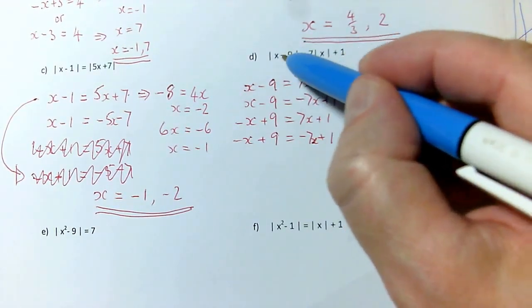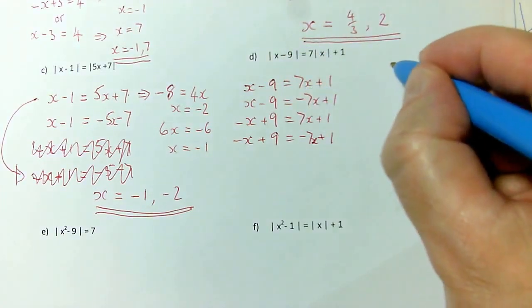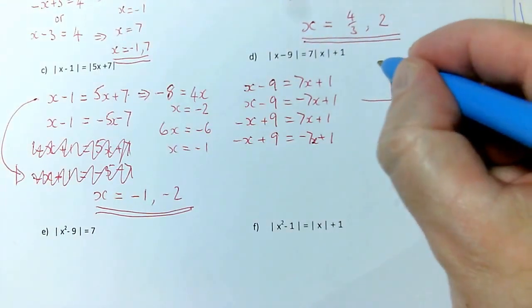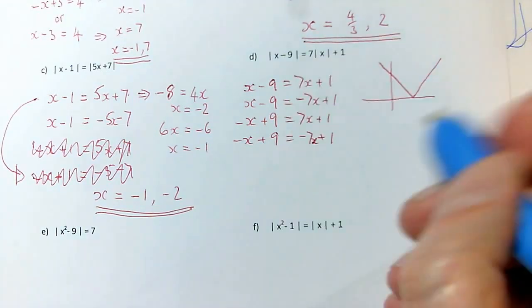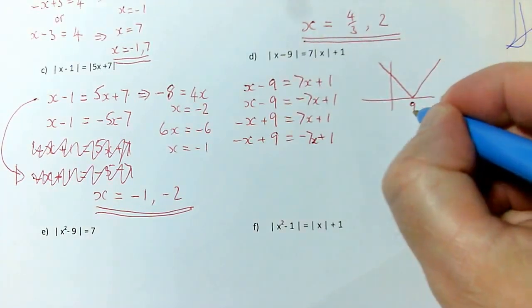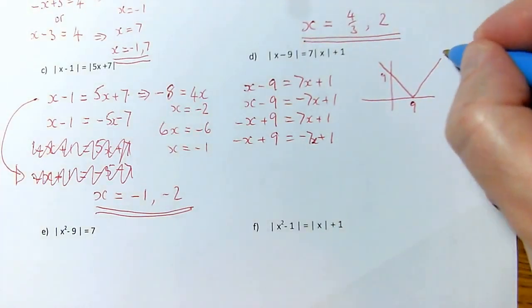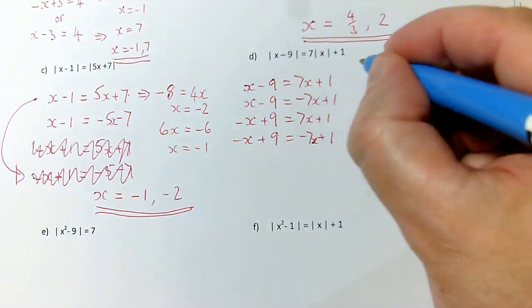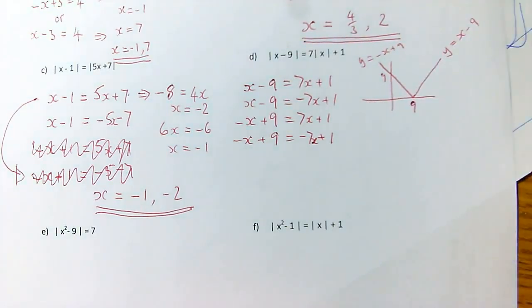This one here, I've got a minus 9 inside the modulus. So that's going to be a translation by 9 units to the right. It's inside, so it moves it to the right because it was a minus 9 becomes plus 9. So that's going to be a 9 and the y-intercept will be 9. And the equations here are, this is going to be y equals x minus 9 because that's got a positive slope, and y equals minus x plus 9 has a negative slope.